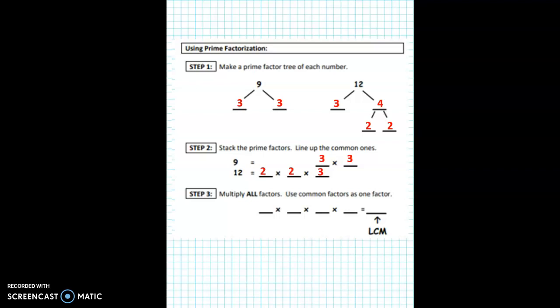Multiply all the factors. Anything that is the same, only use one of the pair. So since 12 has 2 times 2, we start by using 2 times 2. Then, since 9 and 12 both have a 3, we use one 3, and then we use the other 3 from the 9. Multiply them together. 2 times 2 times 3 times 3 is 36.